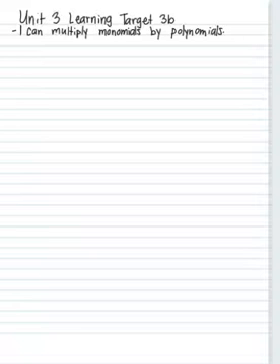Alright, this is Unit 3, Learning Target 3b. I can multiply monomials by polynomials. We talked last unit a little bit about what a monomial and a polynomial was. Again, monomials are things that only have one term. Polynomials are things that have more than one term. Terms, again, are separated by addition or subtraction signs.